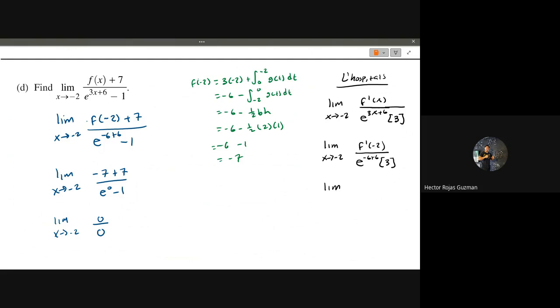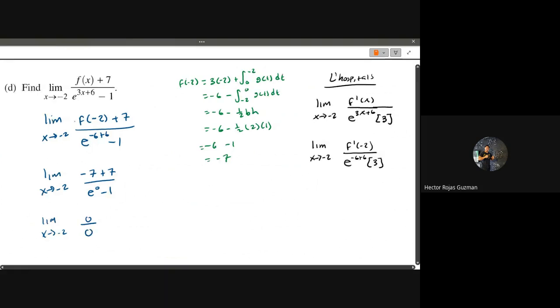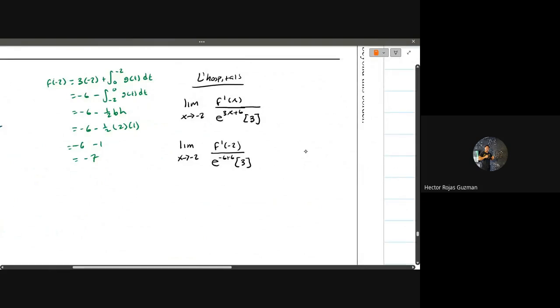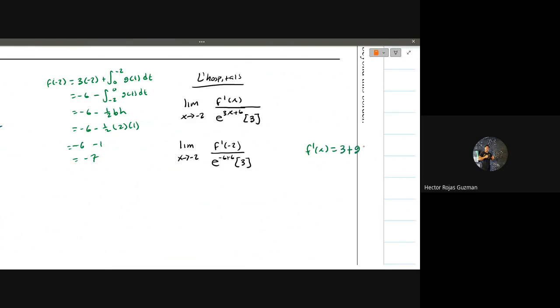No, that's not it. F prime of x is 3 plus g of x. So f prime of -2 is 3 plus g of -2. And g of -2 is 1. So that's 4.